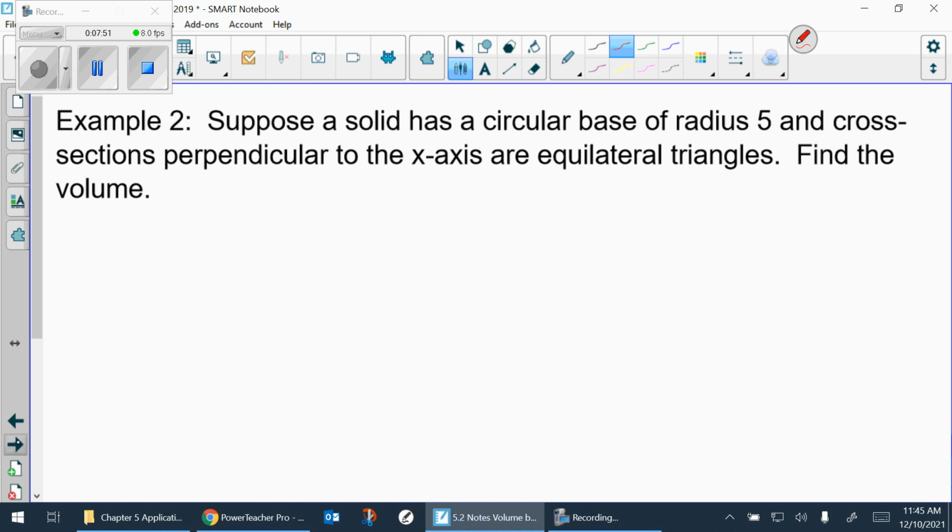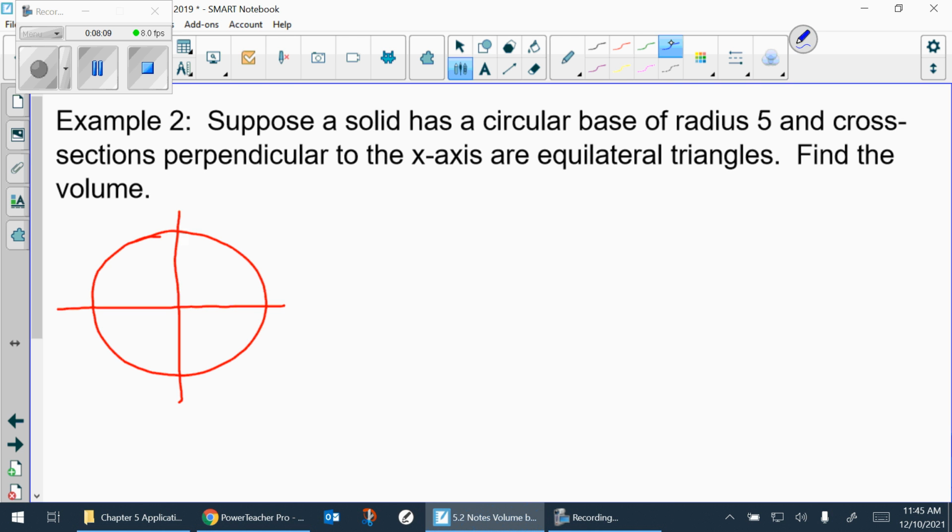Now, in the second example, we again have this solid with a circular base. I'm not sure three-dimensionally what this looks like, but if I look down from the top, I see a circle and I center it on the origin. Now, this particular circle has a radius of 5. And I'm going to slice cross sections perpendicular to the x-axis. I'm going to take that slice and I'm going to stand it up on edge over here.